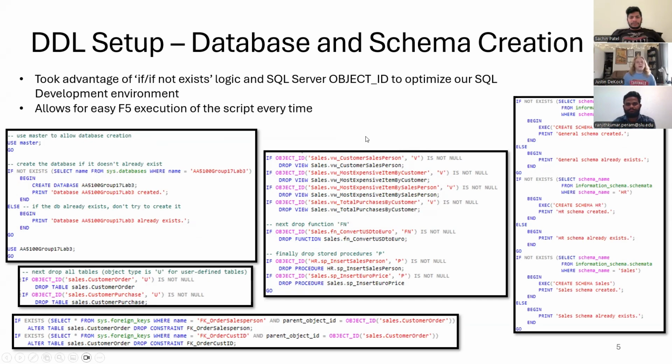Okay, so to get started, we had to do some setup with our SQL script. We took advantage of the if exists, if not exists logic, and also the object ID attribute in Microsoft SQL Server. Here we just check if the database we're using already exists, and if it does not exist, we create it, and if it does, we don't create it.